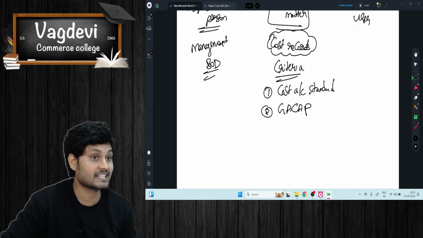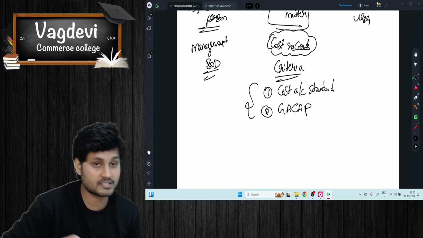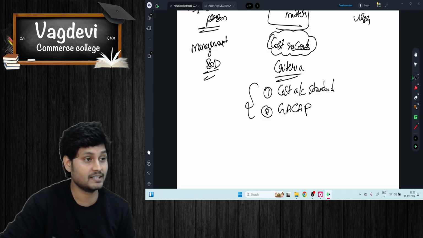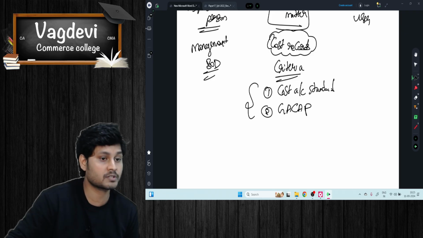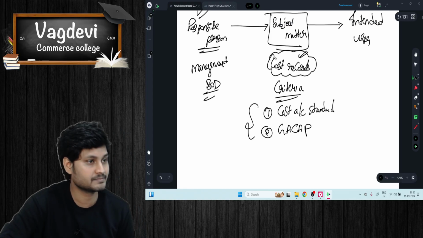GAAP. It is not gap. It is GAAP. And this is what? Cost accounting standards, and GAAP is the standard that we need to follow for the purpose of preparation of what? Cost records. And this is called the criteria.